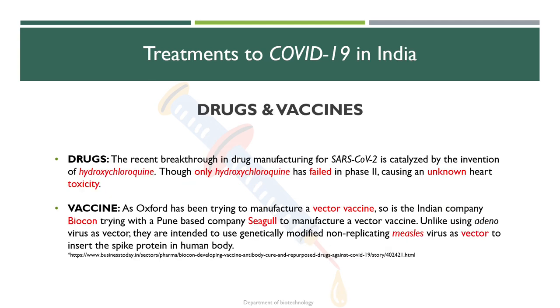Lastly, discussing treatments for COVID-19 in India, initially the breakthrough in drug manufacturing for nCoV-19 was catalyzed by hydroxychloroquine, though it failed in phase 2 causing unknown heart toxicity. Talking about vaccines, Indian companies like Biocon and Seagull are working simultaneously besides Oxford University to manufacture a vector vaccine by using a genetically modified non-replicating measles virus as a vector to insert the spike protein in the human body.